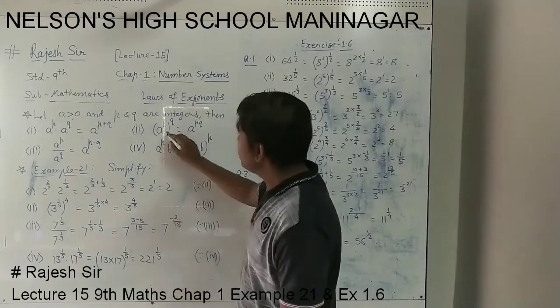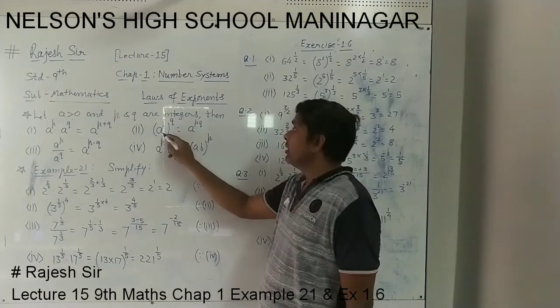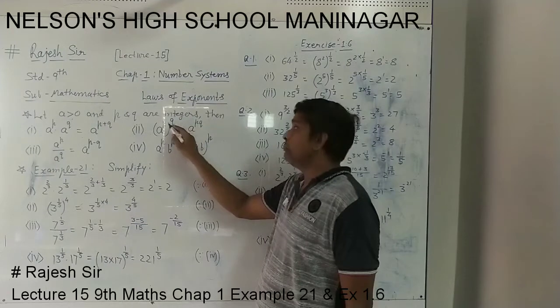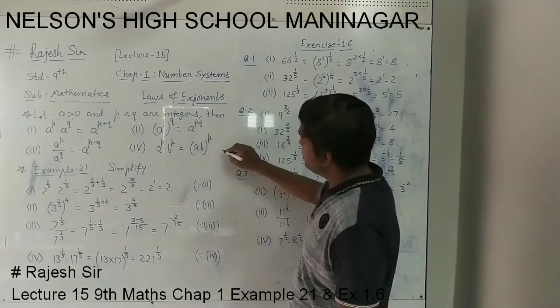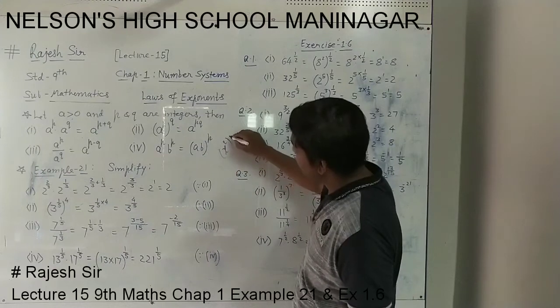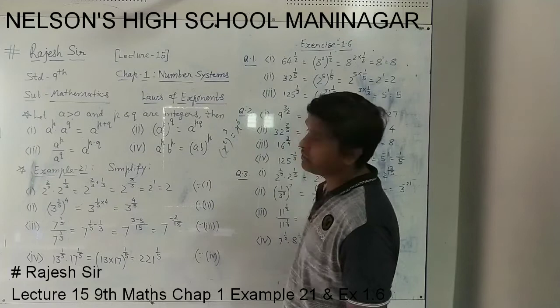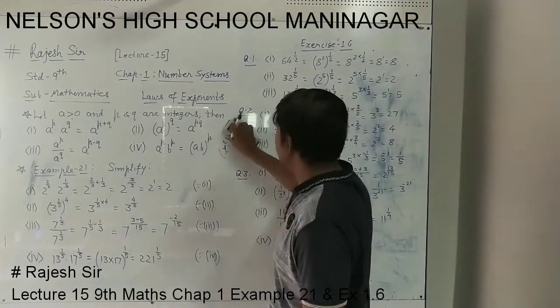Second rule: a raised to p whole raised to q. Power of a power. a is the base, its power is p, and the whole power is q. Then the powers are multiplied, p into q. This is also like x raised to 2 whole raised to 3. If we have this, we do x raised to 2 into 3, which is 6. This is the rule here.